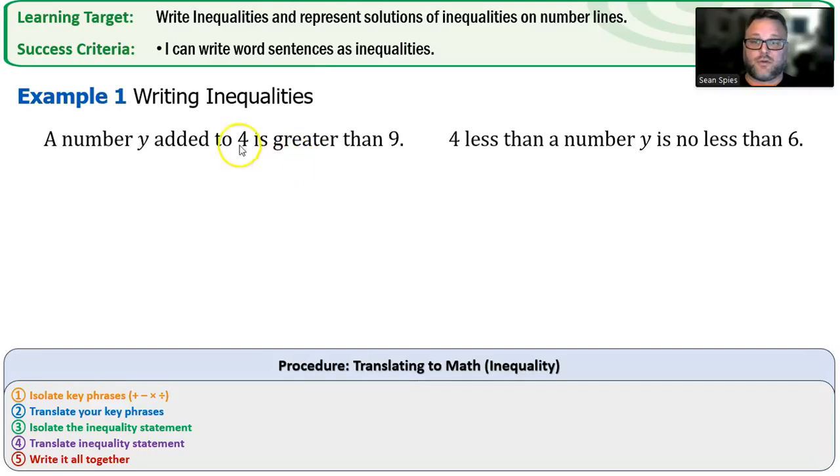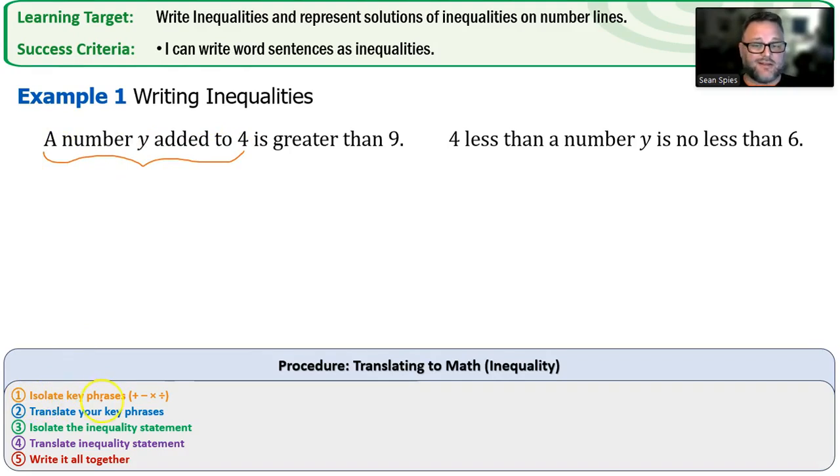All right, Speezers, we're talking about writing in inequalities. So that's the idea of translating a sentence into a mathematical statement that includes numbers, variables, and in this case, an inequality symbol. A number, y, added to 4 is greater than 9. Let's get to it. All right, we've got a number y added to 4.